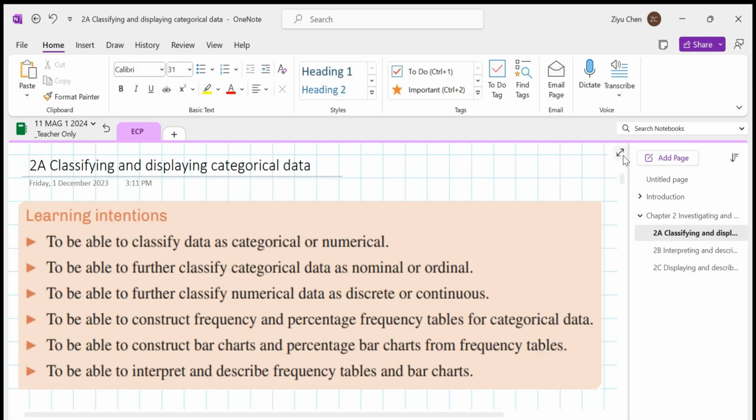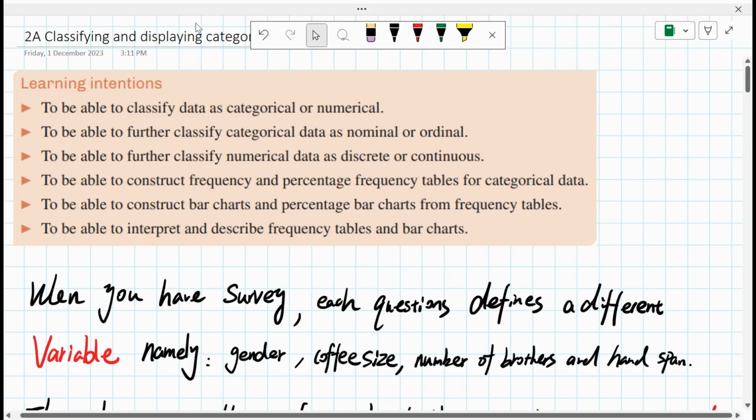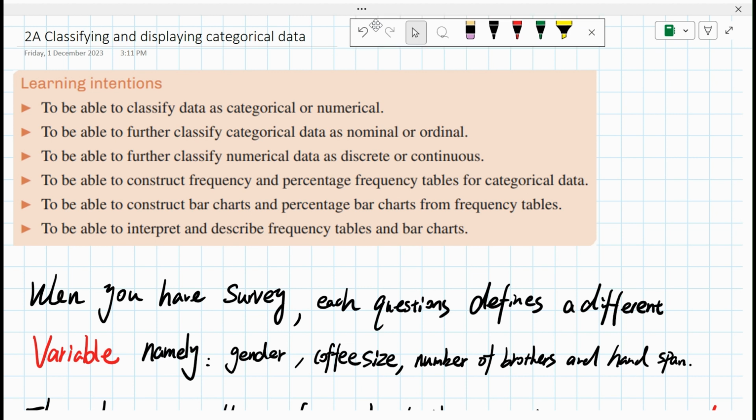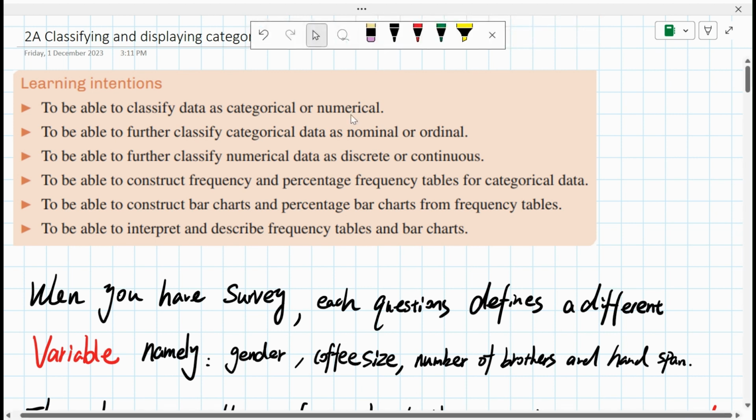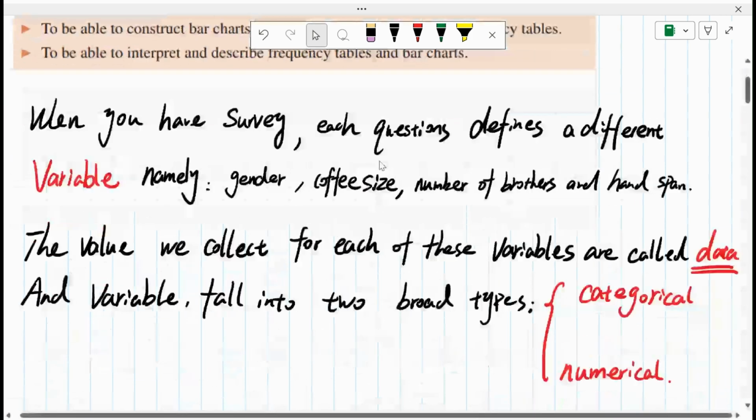For today, I'm going to start with classifying and displaying categorical data. First we need to know the learning intention. How are we able to classify data as categorical and numerical, and further classify categorical data into nominal and ordinal variables, and also discrete and continuous data as well. And we also want to be able to create percentage bar charts or construct bar charts and frequency tables. That's the most important part for today.